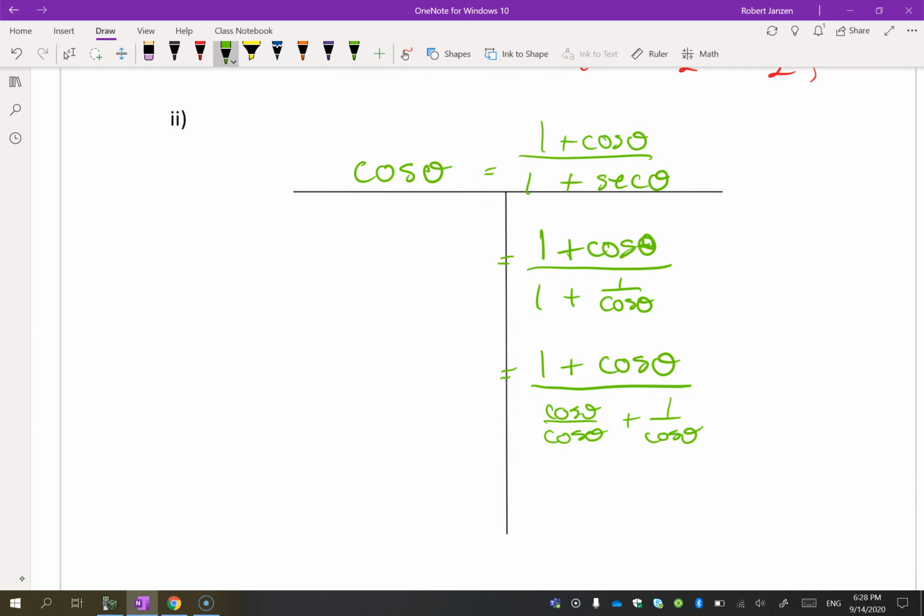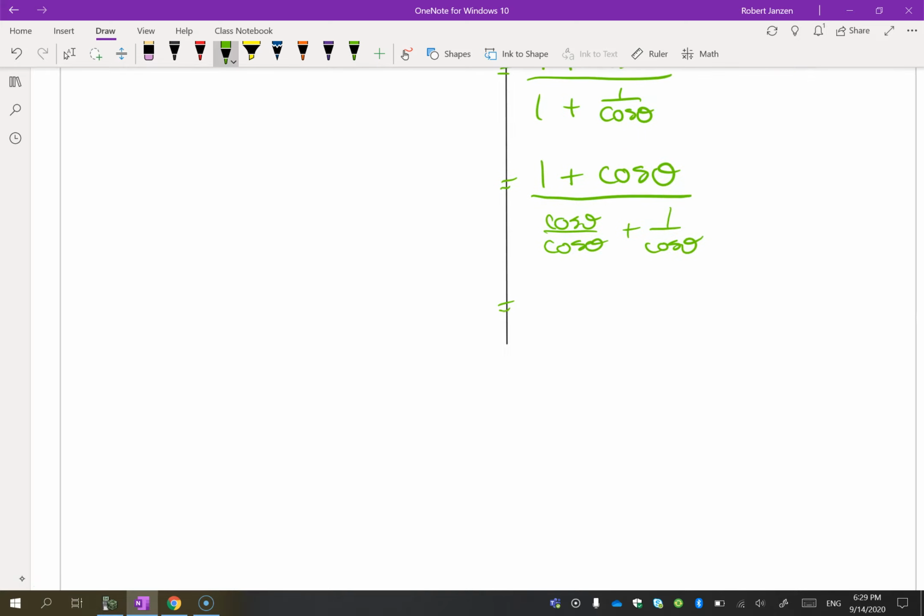Okay, so it kind of tells you what to do. Like here, I saw, hey, there's a secant. Got to make that a cos. Then I say, look here. The denominator looks really messy. I can put that together by finding common denominators. Kind of like adding the fraction. So I end up with 1 plus cos in the numerator. And then I end up with cos plus 1 over cos in the denominator.